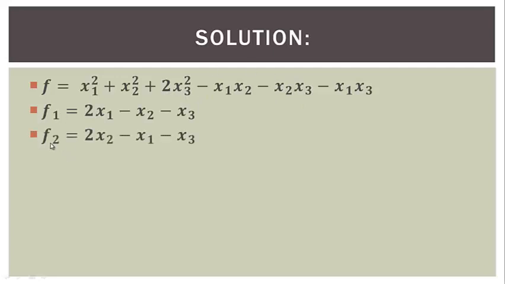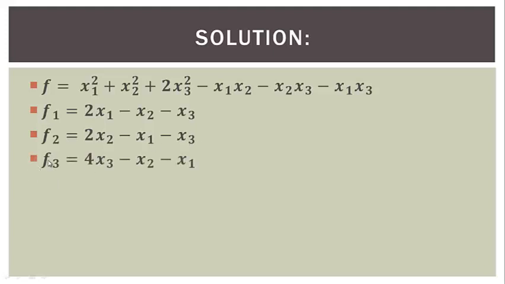Next, we differentiate f partially with respect to x2. So the derivative of this is 2x2. There's no x2 here. There's no x2 here. So the derivative is 0. The derivative of this term with respect to x2 is minus x1. The derivative of this term with respect to x2 is minus x3. And there's no x2 here. So the partial derivative with respect to x2 is 2x2 minus x1 minus x3.